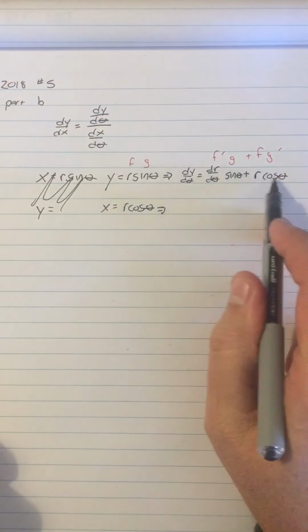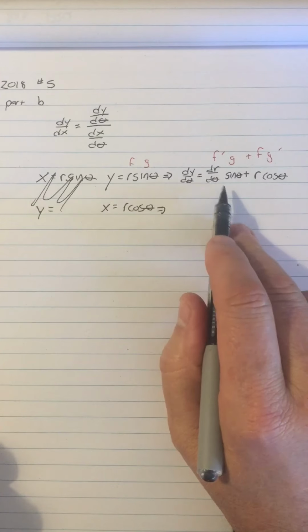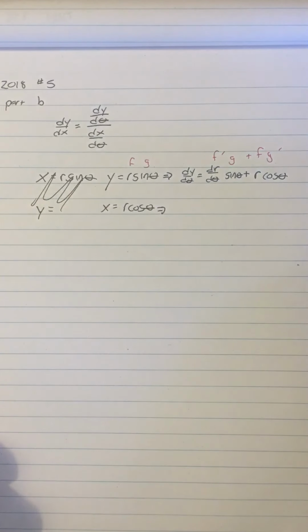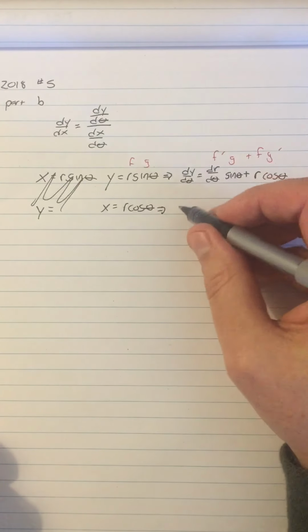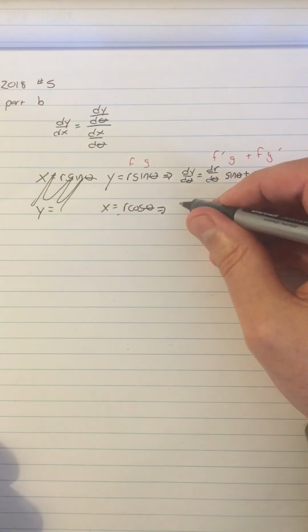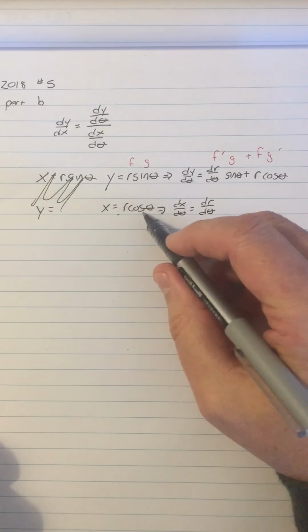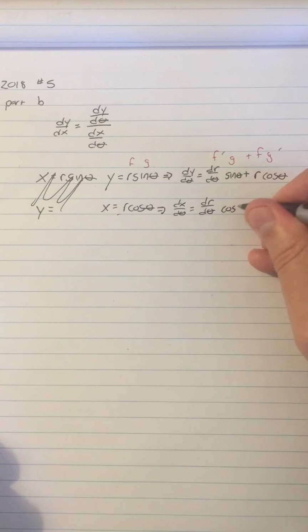All right, so that's basically using product rule and implicit differentiation to get dy d theta in terms of dr d theta and r and theta. All right, and then you do the same thing with x, and you're going to get that dx d theta is dx d theta. Using the product rule again, derivative of r is dr d theta. And then this is g, so we're going to keep it the same, cosine theta.